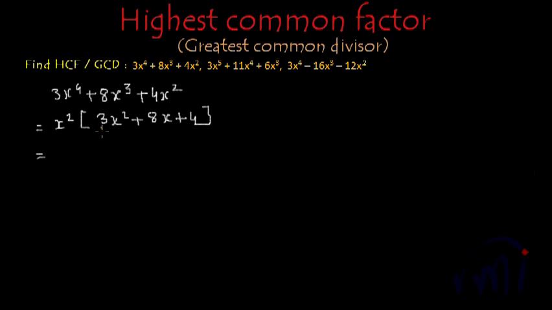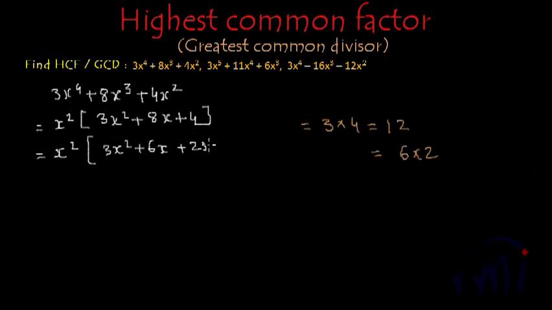So to factorize this, I'll multiply this 3 with 4. 3 fours are 12, and now I'll factorize this 12 into two factors in such a way that by adding those two factors I should get 8. So the factors of 12 can be 6 multiplied by 2, which when added will give us 8. So this can be written as x square as it is, and inside the square bracket we will rewrite this expression as 3x square plus 6x plus 2x plus 4, right?